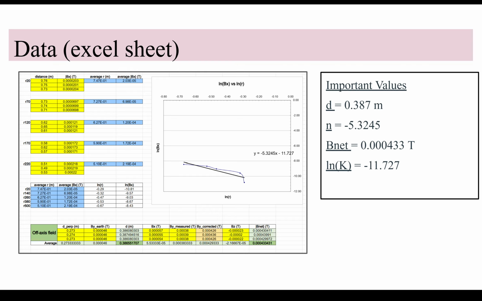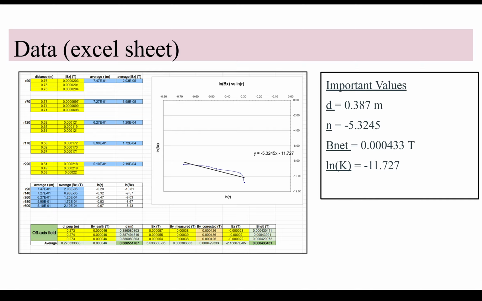So here's our data sheet after completing the experimentation. You can see on the top left area is all of our values for the on-axis, and then the bottom area is our off-axis field. And over here we have the magnetic field graphed in an interesting way. We have it as the natural log of the magnetic field of X versus the natural log of R. And we find that our final equation for the line is y equals negative 5.3245x minus 11.727.